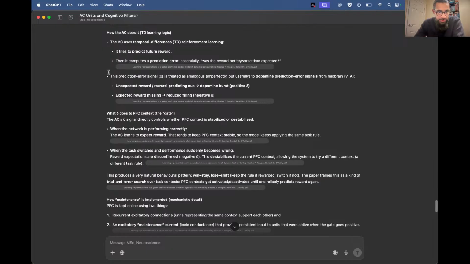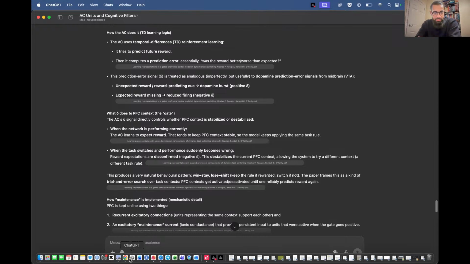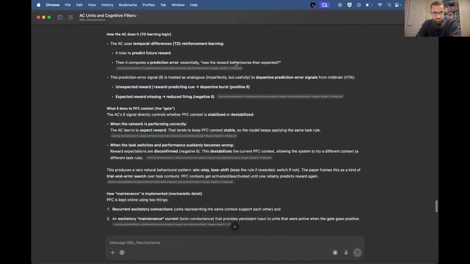Temporal difference learning. So the adaptive critic uses temporal difference reinforcement learning. It tries to predict future reward. Pause. Wasn't this done by, excuse me, Aaron David Redish? I think he's done this work in mice. Future prediction.